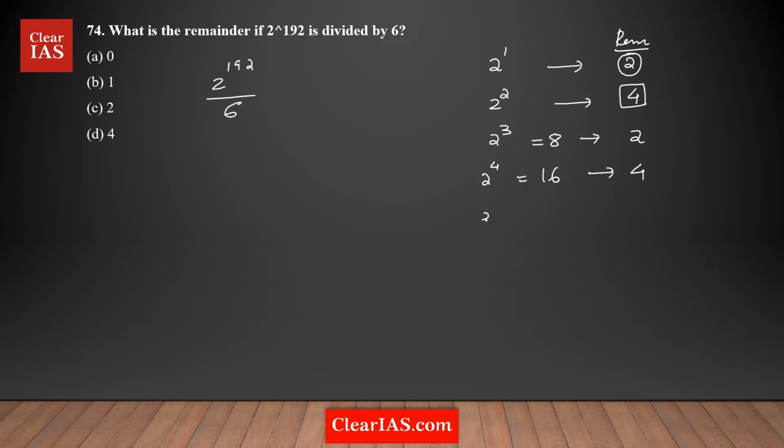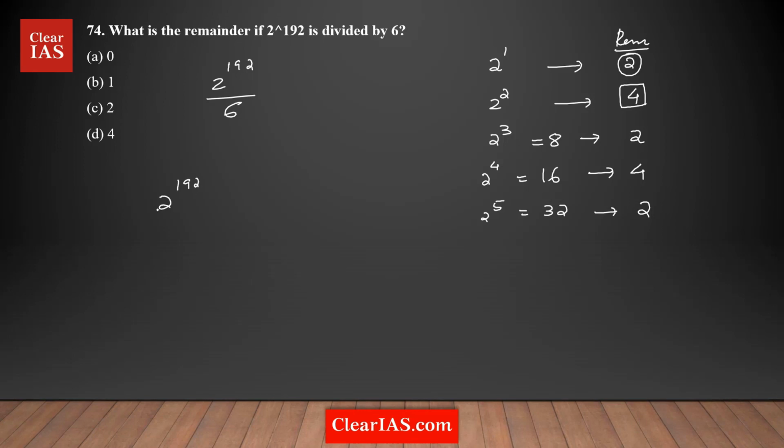Again, if you take 2 to the power 5, which is 32, when you divide by 6, you can see the remainder is 2. So you can see a pattern, right? The pattern of remainders is 2, 4, 2, 4, and it goes on like that. It repeats like that.